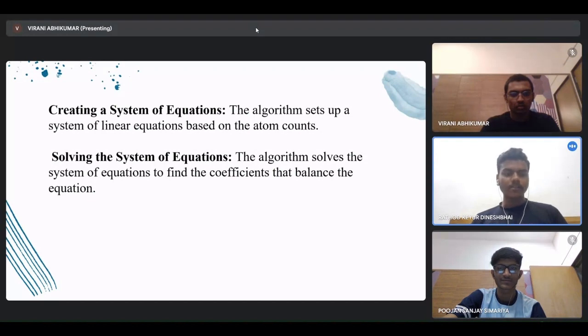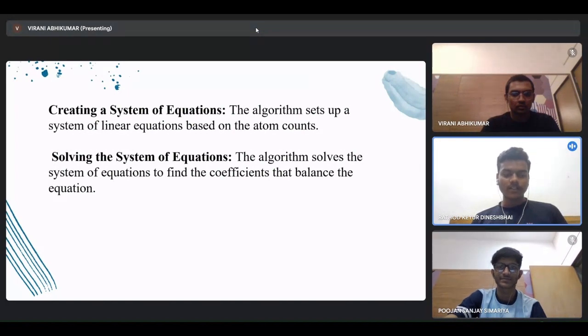algebra for balancing. Matrix algebra provides a powerful tool for solving systems of linear equations. We can construct a coefficient matrix to represent the number of atoms of each element in the reactants and products. Solving the system using techniques like row reduction helps us determine the balanced coefficients. This method ensures a systematic and correct solution.